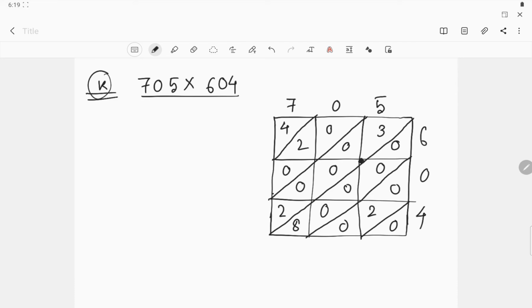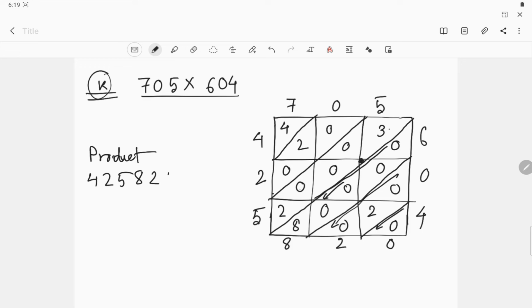Okay, now add the numbers along the diagonal. So 0 you will get 0, along this diagonal you will get 0 plus 2 plus 0, you will get 2, along this diagonal you will get 0 plus 0 plus 0 plus 0 plus 8, you will get 8, 3 plus 0 plus 0 plus 0 plus 2, that is you will get 5, 0 plus 2 plus 0 is 2, and it's simply 4. So our product will be 425,820. That means 4,25,820.